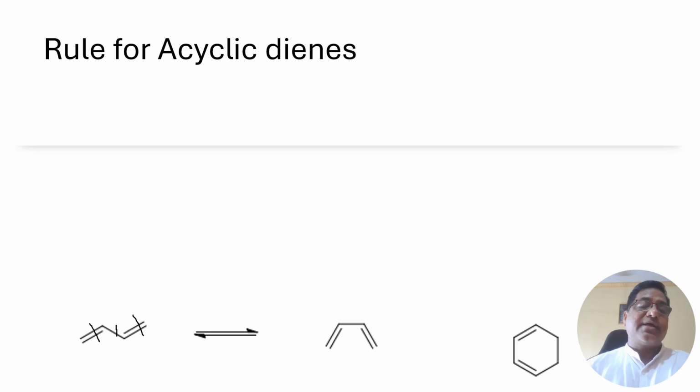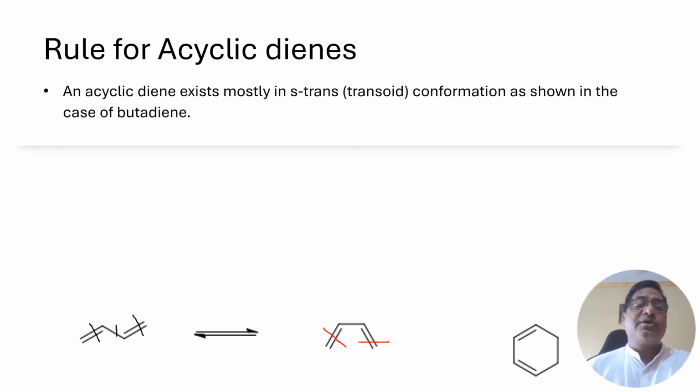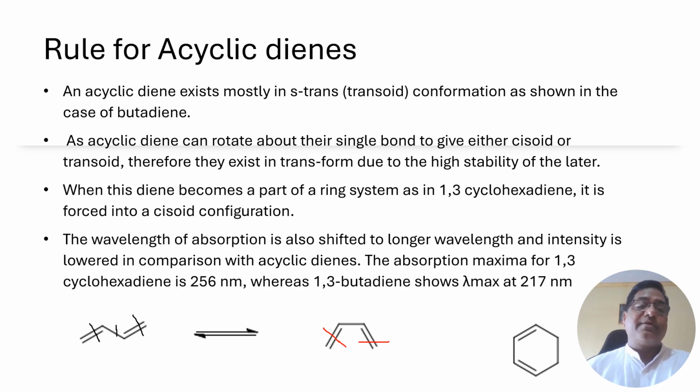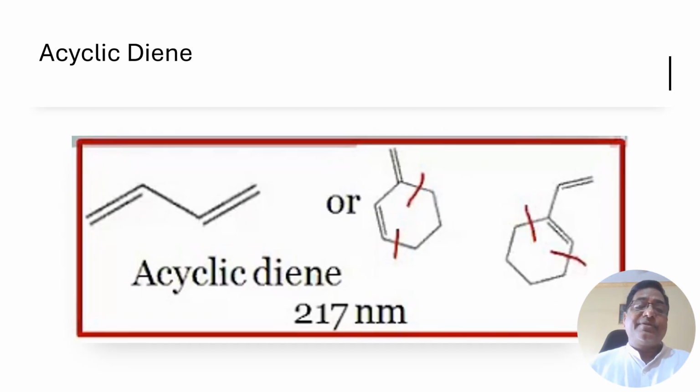If these two double bonds are trans to each other, it is called transoid. And if these two are cis to each other, they are called cisoids. See, both are in the cis position. For this acyclic diene, the formula for the calculation is the same. You have to take the base value, which is 270 nanometer, and then you can add the other contributors into it. These are the examples of this acyclic diene.